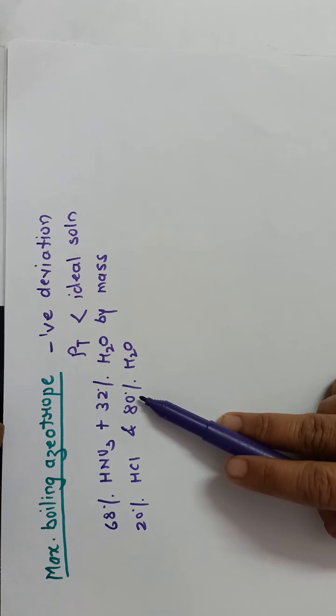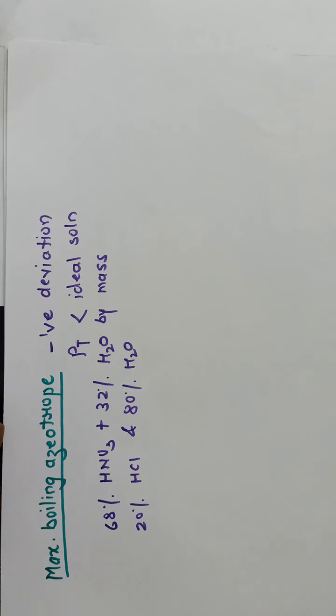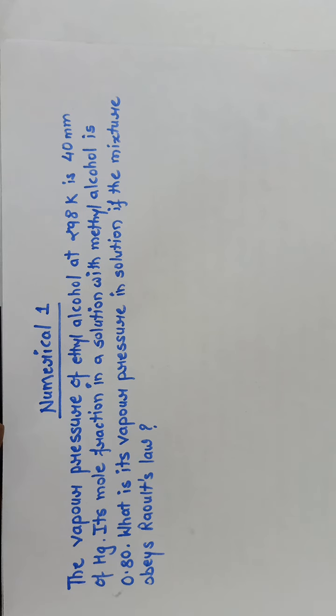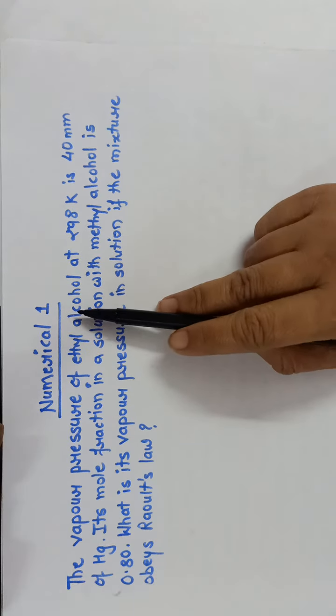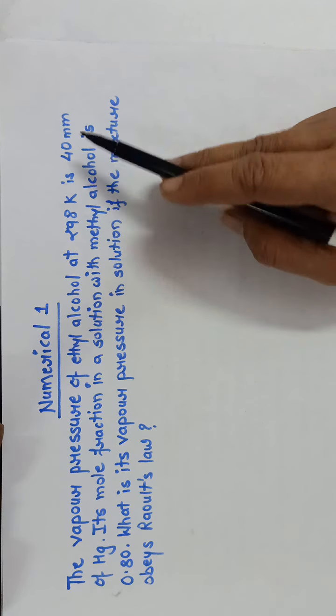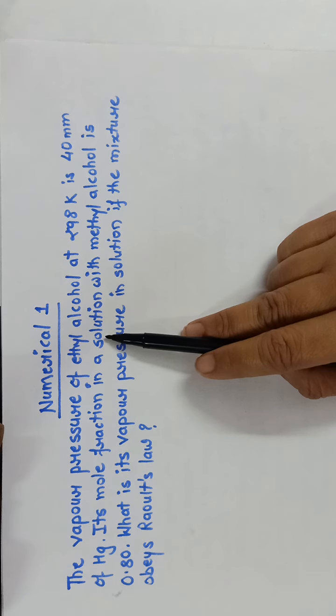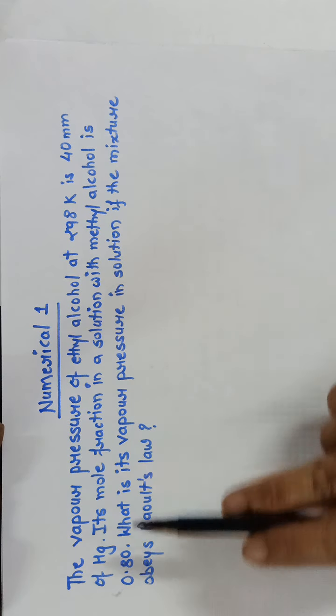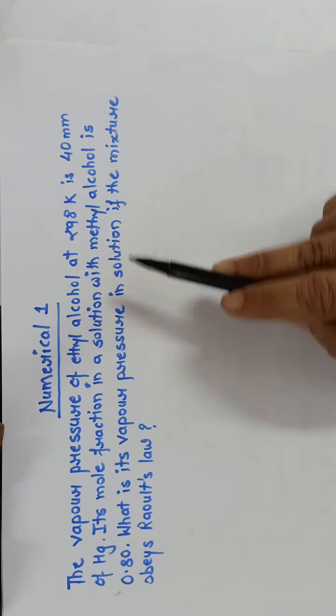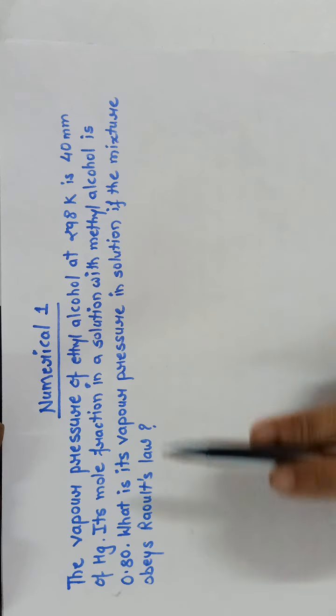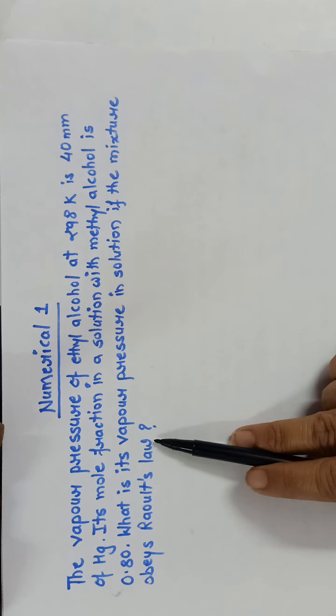So dear students, why not solve now some numericals based on Raoult's law and Henry's law. So here comes the first numerical. The vapor pressure of ethyl alcohol at 298 Kelvin is 40 mm of mercury. Its mole fraction in a solution with methyl alcohol is 0.80. What is the vapor pressure in solution if the mixture obeys Raoult's law?